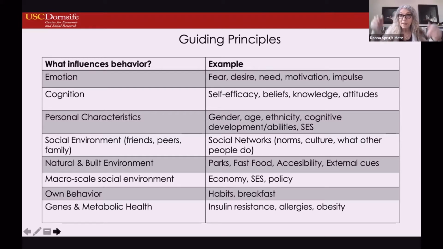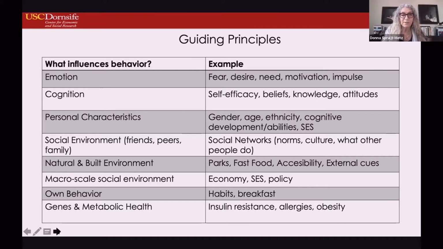Those four legs of the chair: emotion, cognition. Those are very different. Don't let the cognitive mafia tell you that emotion is just a subset of cognition. It's not. Works very differently in the animal body. Personal characteristics, demographics, social environment, very important. The natural and built environment, macro scale social environment, so economy, socioeconomic science, policy decisions. You've seen how policy can affect our health in the worst writ large situation ever in the last few years. Your own behavior. So previous behavior, habits.